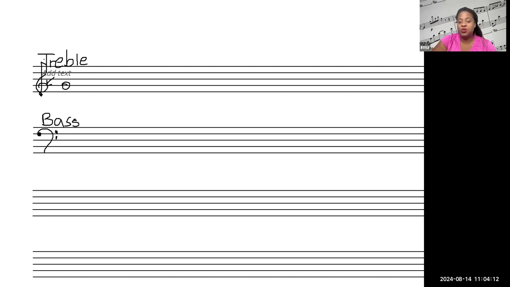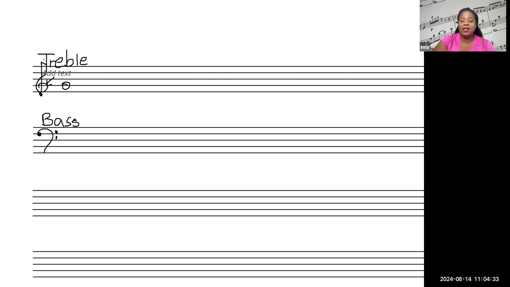Technically, what I just drew is what we call a whole note, but it's actually kind of more round than a whole note, but I'm just going to put that there so we can identify where G is, okay? So now let's do ascending.